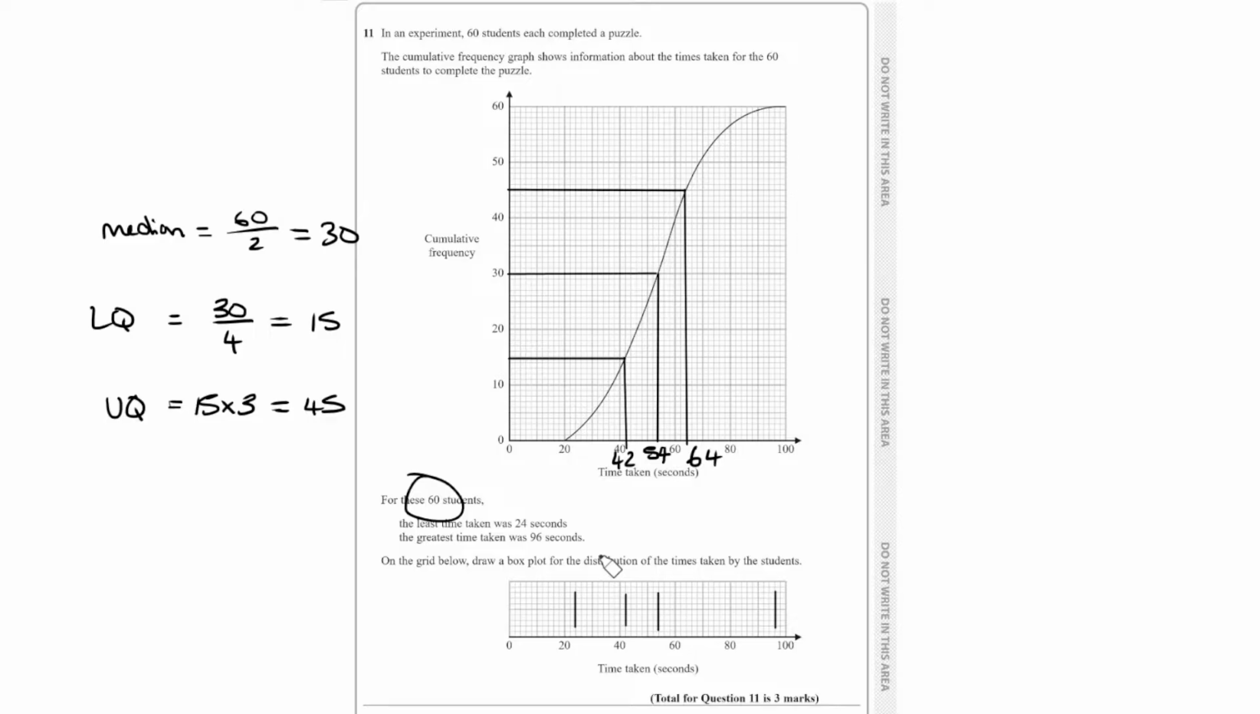And then you just complete your box plot. This bit's quite straightforward, isn't it? So you could still get this question because you haven't seen it already in paper 1, have you? Obviously, you're going to draw a much nicer box plot than I am. But you get the gist.